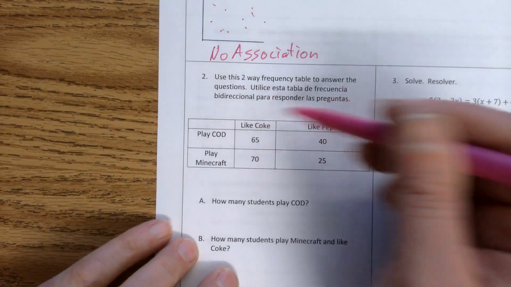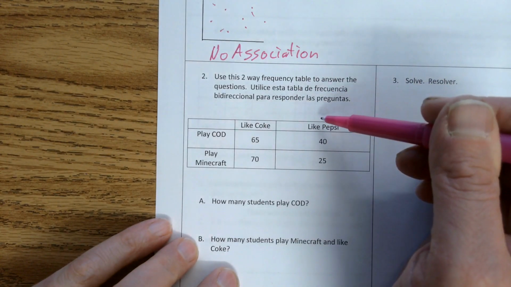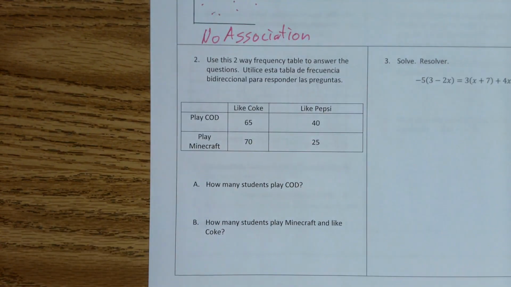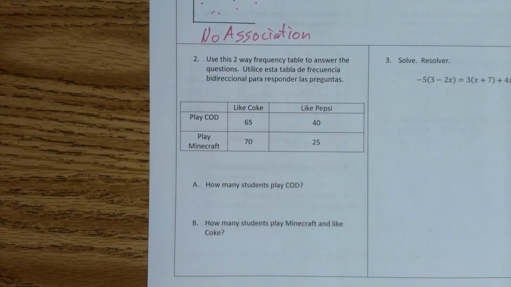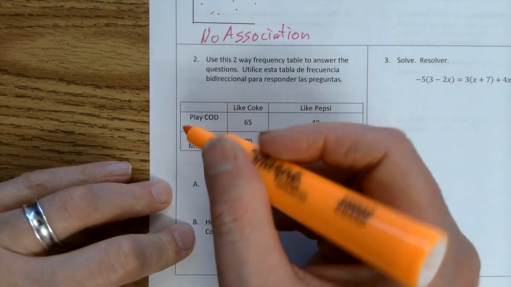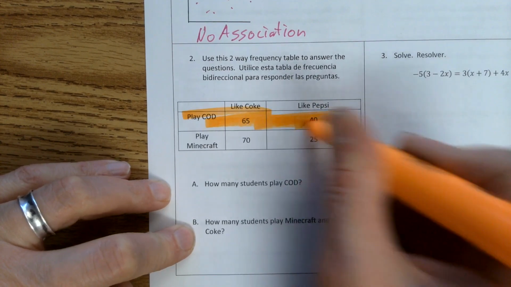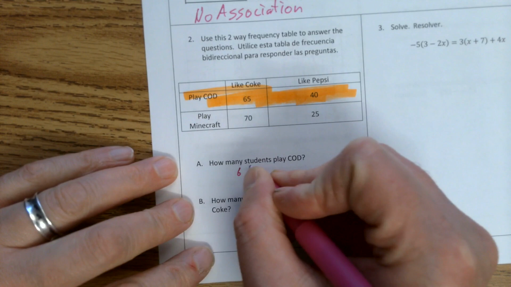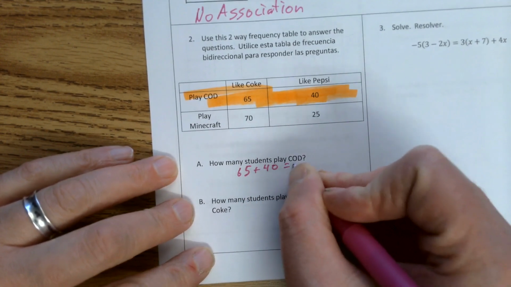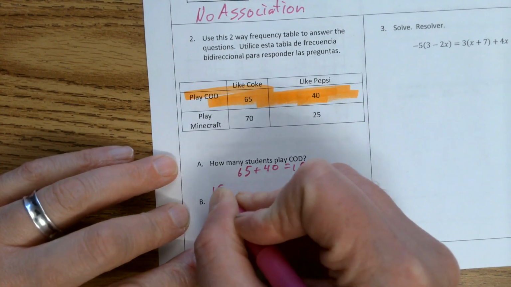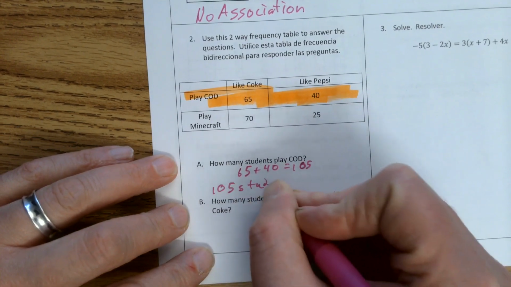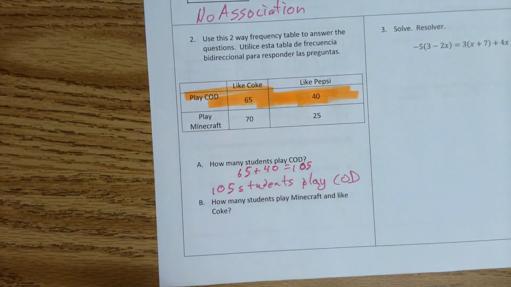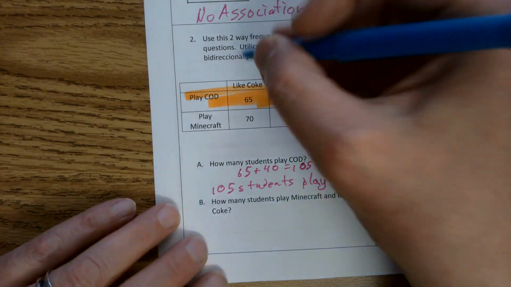We have this broken up into 2 types of data, whether someone likes Pepsi or Coke, and whether they play Call of Duty or Minecraft. So how many students play Call of Duty? The idea here is that you're going to look at the Call of Duty whole row right here. I'm not asking whether they like Coke or Pepsi in the first one. I'm just asking if they play Call of Duty. So that's going to be 65 plus 40 gets us to 105, right? So 105 students play Call of Duty.